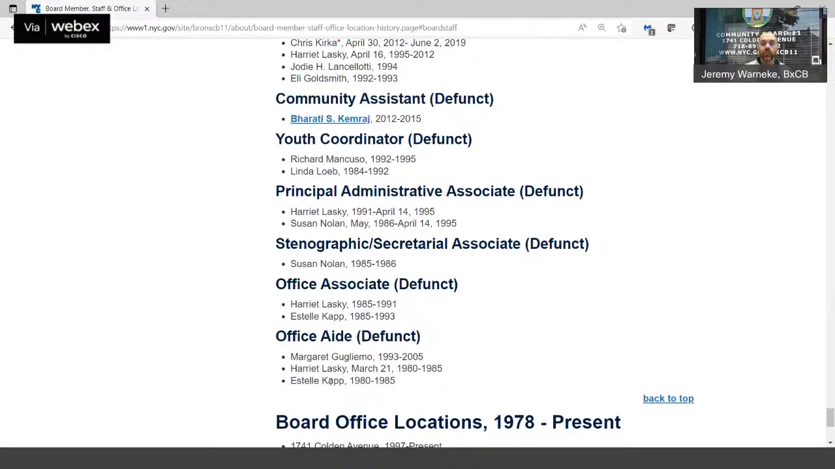You can see Stella Cap, Harriet Lasky, March 21st, 1980 to 1985. Okay, she was an office aide. And then if you look up above that, she was an office associate, 85 to 91, and so forth. So she's been with Community Board 11 since 1980. And as I always tell people, she's my right hand, Chris is my left. Chris also has a history to him.